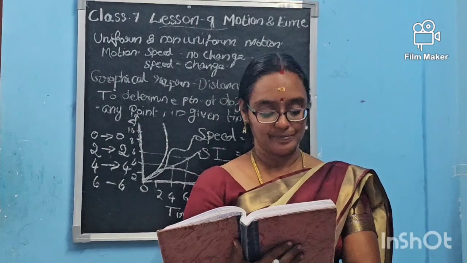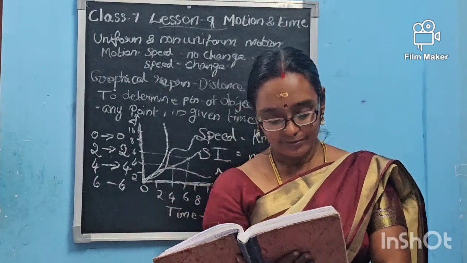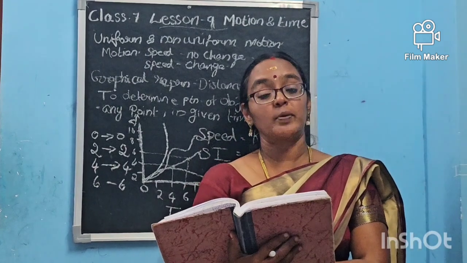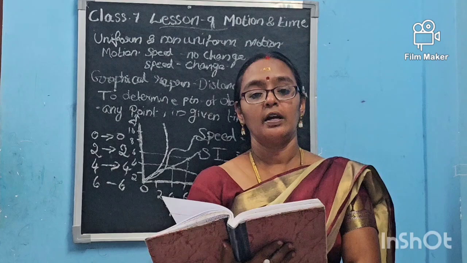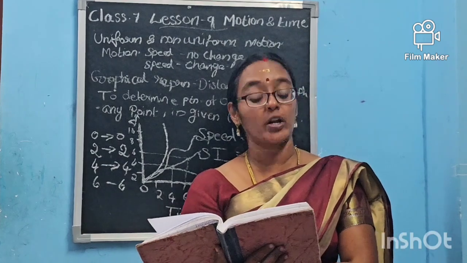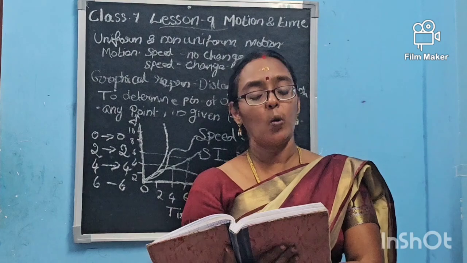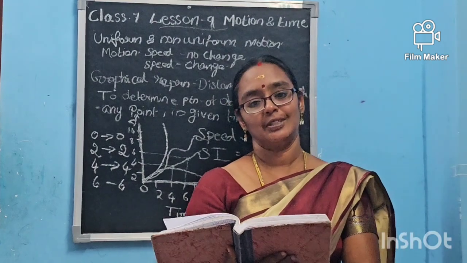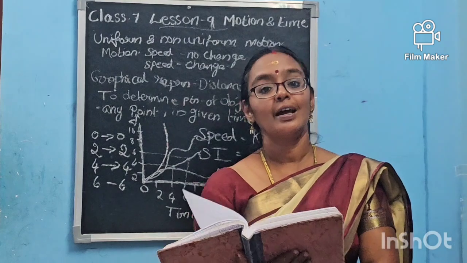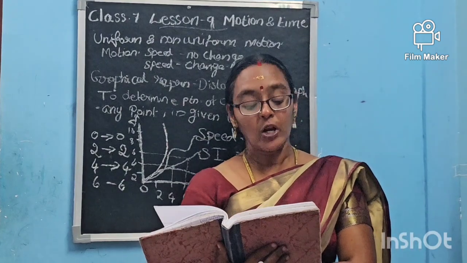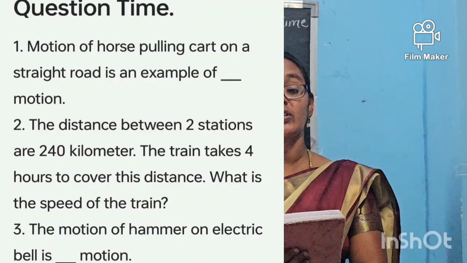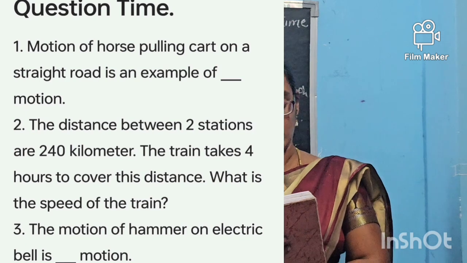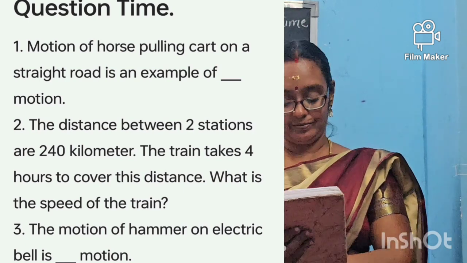Okay. Second one. Distance between two stations is equal to 240 km. The train takes 4 hours to cover the distance. What is the speed of the train? That's a very easy question, Kanna.